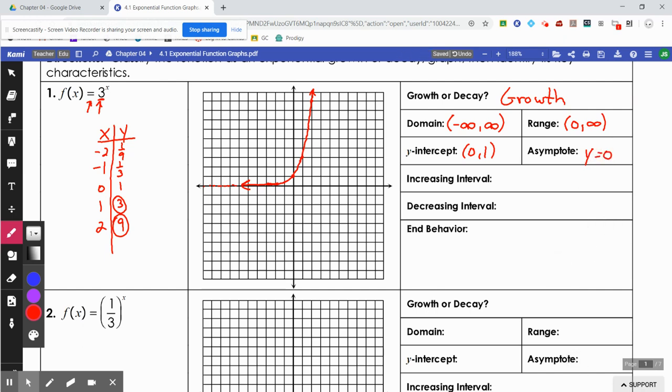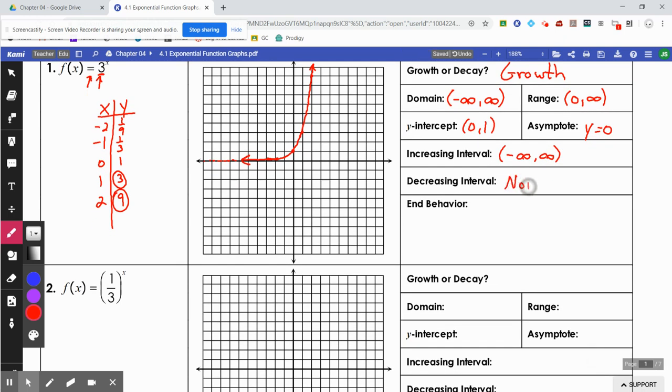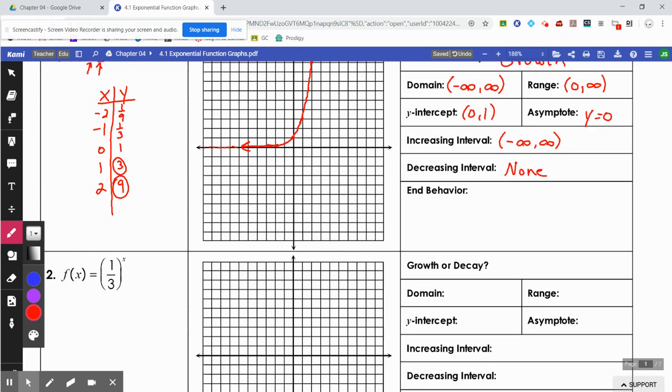Increasing interval, this function is always increasing. From far left to far right, it's always going uphill, so therefore it has no decreasing interval. Your end behavior. As you travel to the right on your graph, it's always increasing. It's going uphill, so therefore your y value approaches infinity. However, as you travel to the left, notice that you level out and your y value approaches 0, that asymptote line.